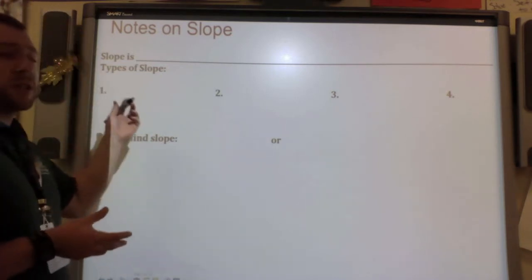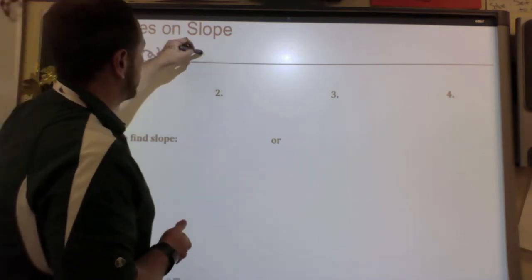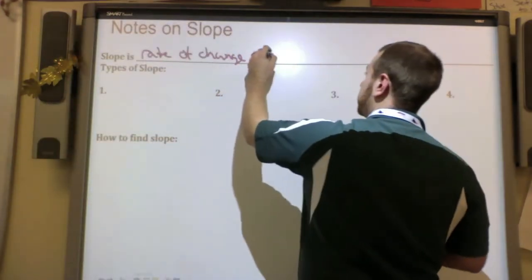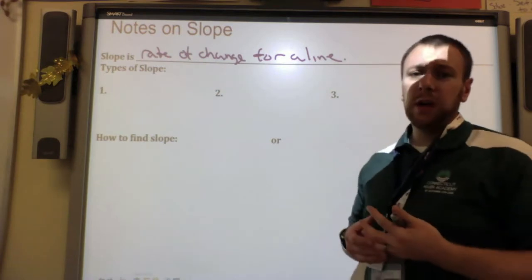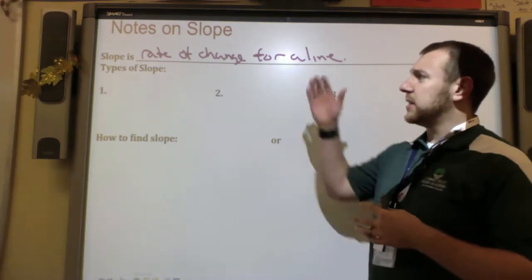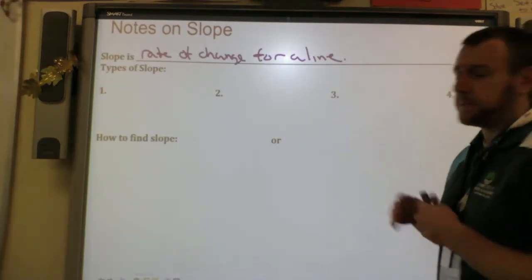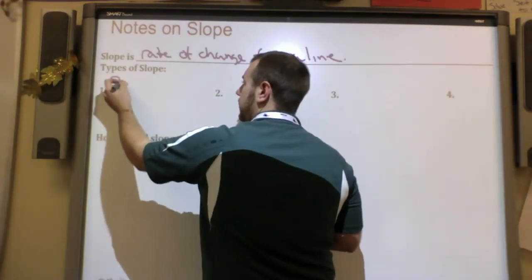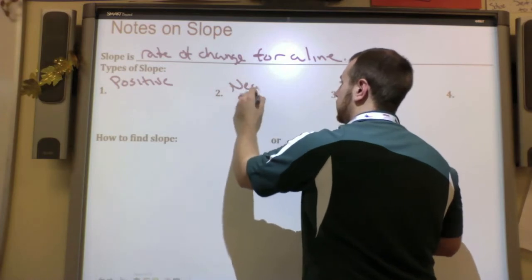So slope is the rate of change for a line. So whenever you hear the word rate of change, that's just another way of saying slope. So there's 4 different types of slope. The 2 basic ones are positive and negative slopes.